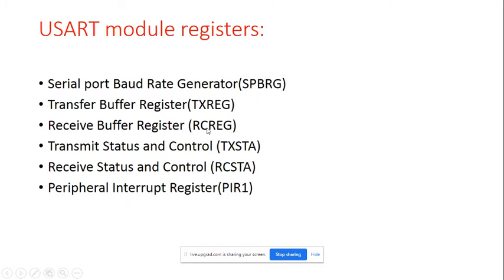Then only read the data. Okay, and when all 8 bits have arrived, it will interrupt the controller by setting the interrupt flag. Okay, then the next register is the transmit status and control register.